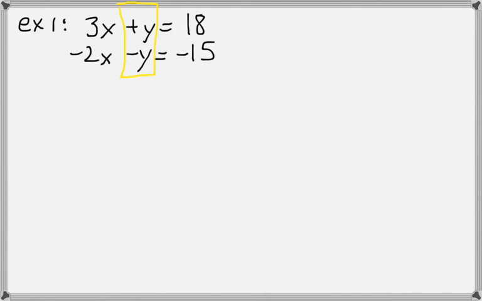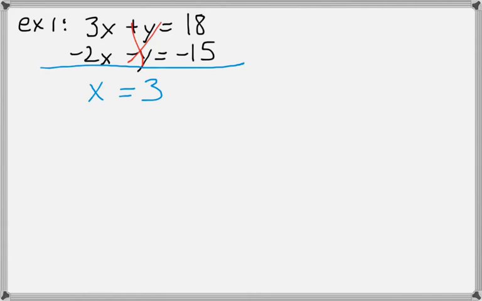Step 1, we've decided we're going to eliminate y. Step 2 is already done for us. We already have same number, opposite sign, so that leaves us at step 3. We are ready to add these 2 equations together. 3x minus 2x gives us 1x, plus y minus y cancels out, and 18 minus 15 is 3. So we've added the 2 equations together to complete step 3.